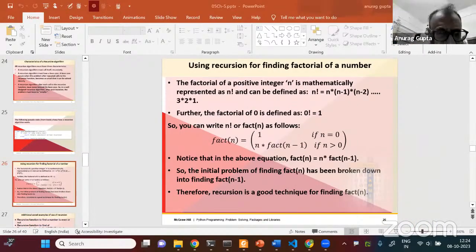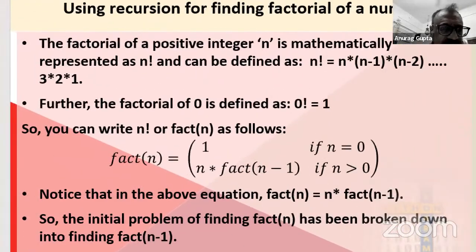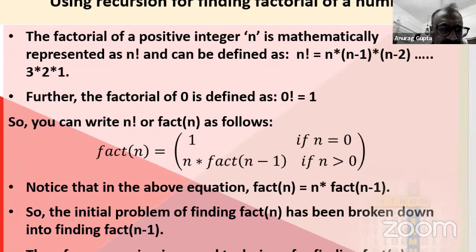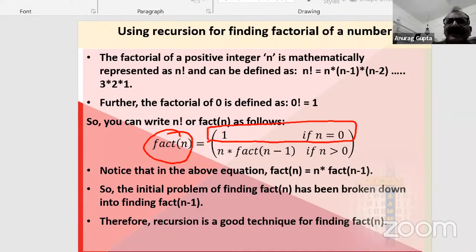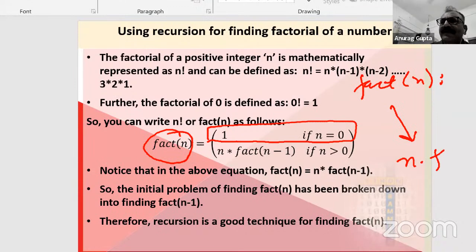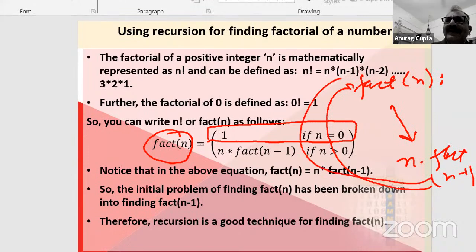Let's see this again. So this is the base case. fact(n) is the function. The base case is 1 if n is equal to 0, and otherwise it is n into fact(n minus 1). So if I have a function fact(n), then somewhere inside the function, I am calling n into fact(n minus 1). So this is again calling it, then again calling it, then again calling it till the base case is reached, and then the whole process reverses.